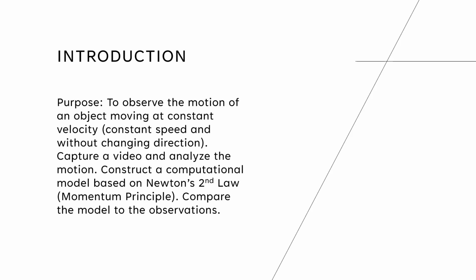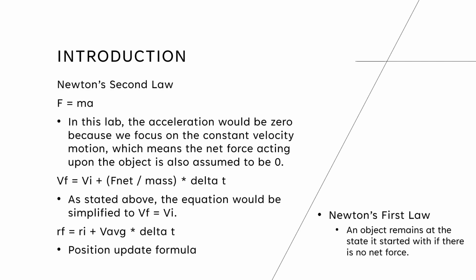So the purpose of the lab is to observe the motion of an object moving at constant velocity and apply Newton's second law. I used a marker for the lab and it will be denoted as pen later. So basically, we'll apply Newton's second law, and the general formula is F equals ma. And in this lab, the acceleration will be 0 because we focus on the constant velocity motion, which means the net force acting upon the object is also assumed to be 0.